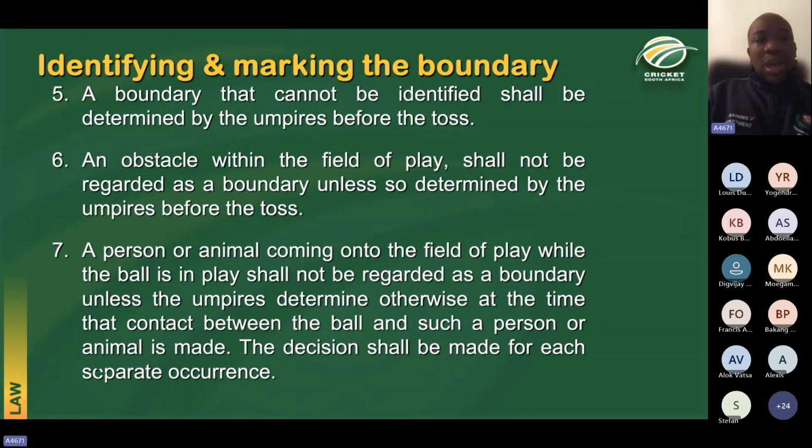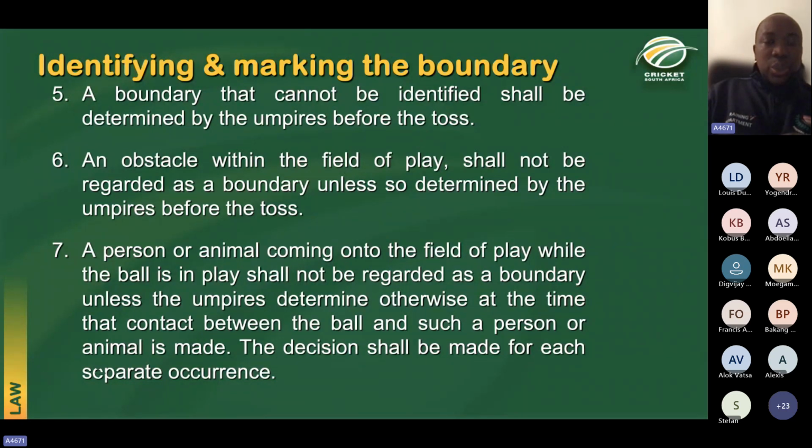What about a person or animal coming onto the field of play? Law tells us that if this happens while the ball is in play, it shall not be regarded as a boundary unless the umpires determine otherwise at the time that contact between the ball and such a person or animal is made. And the decision shall be made for each separate occurrence. So there is no fixed rule for that one.